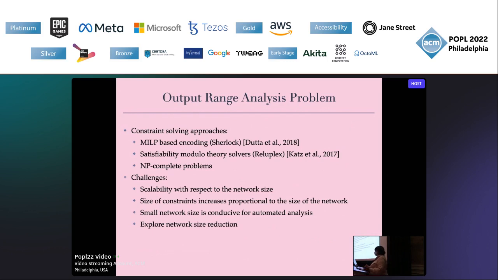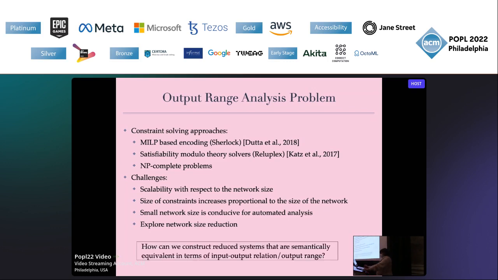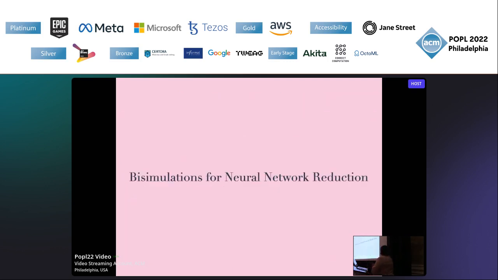And what we explore here is, how do we do this network size reduction? More precisely, we are interested in answering, how can we construct reduced systems that are semantically equivalent in terms of input-output relation, which also guarantees the equivalence of the output range. And our tool is to develop a notion of bisimulation for neural network reduction.